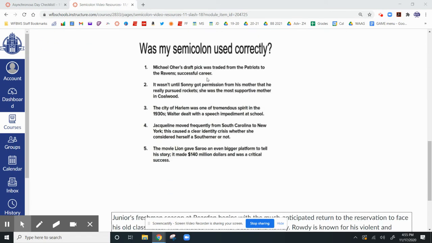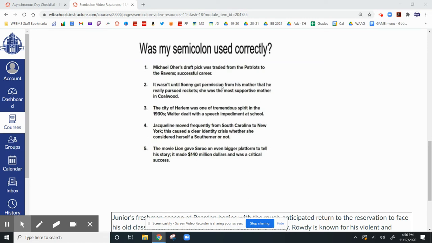Let's practice a little bit here. Is a semicolon used correctly in these five? Well, let's talk it through. Michael Orr's draft pick was traded from the Patriots to the Ravens; successful career. What do you think? Well, are the two ideas related? Kind of. We're not really sure here what's going on with successful career, but we think it's talking about Michael, so maybe. But the bottom line is successful career is not a complete sentence. He had a successful career would work, but there's no subject here. So this semicolon has to go.